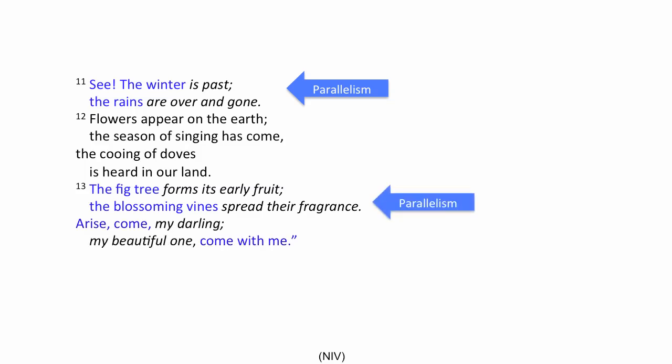So there's another parallelism, and also we see a chiasm in verse 13. Arise, come, and come with me, my darling, my beautiful one. A reverse parallelism. So one can say, in verses 3 to 13, this is the woman singing and dreaming and expressing her thoughts about her beloved.